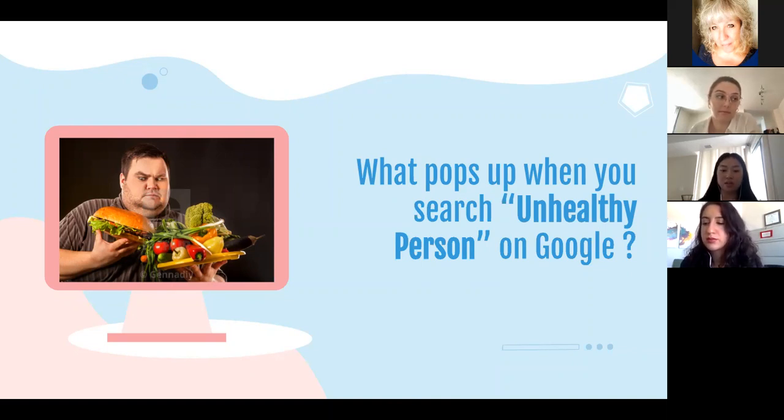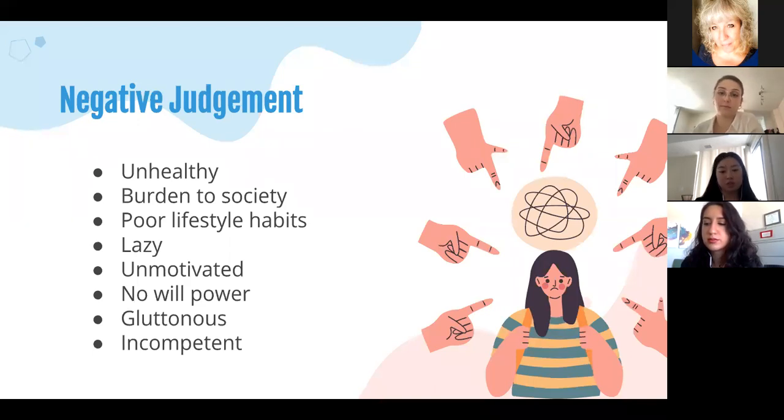The first image is something that is idealized and more wanted in society, whereas the second image is seen as non-desirable. So this brings me to the negative judgment towards higher weight individuals that is omnipresent in today's world. Kristina already mentioned some of these traits that are often stereotyped with individuals living in higher weights. They are seen as unhealthy, a burden to society, having poor lifestyle habits because it is believed that weight can be controlled. They're seen as lazy, unmotivated, lacking willpower, gluttonous, and incompetent. However, a person living with obesity does not automatically have these traits. It is very much possible to be healthy and live in a higher weight.